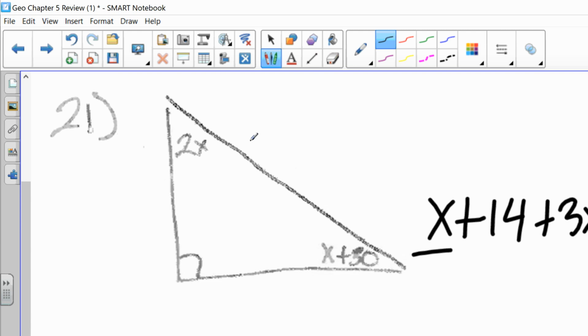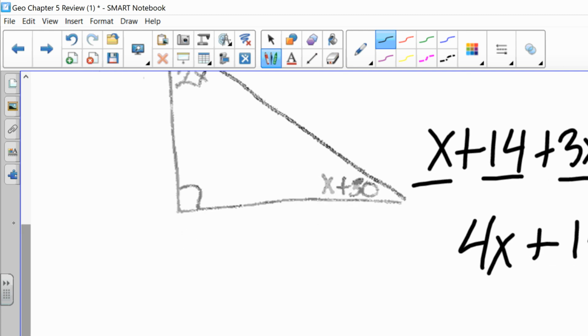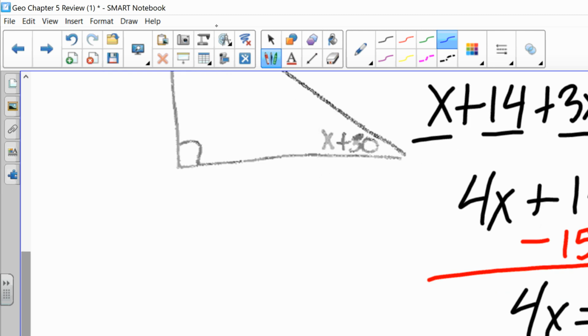Now at this point here, we can combine our like terms. So x and 3x is 4x, 14 and 1 is plus 15, is equal to 90. Now to get x by itself, we would subtract 15 from both sides, which will tell us that 4x is equal to 75. Any questions on how we found the value of x? No? So x is 18.75.